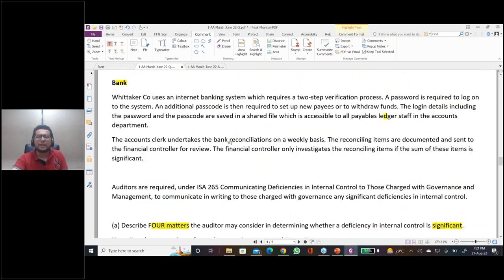Now we need to identify one more deficiency and we are still left with bank system. Okay, I'm giving you another 5 minutes. Please read this bank system and try to identify the deficiency on your own.